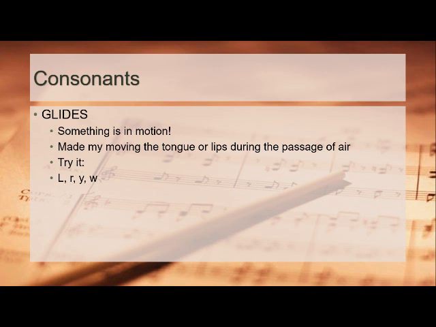The Y sound, ya, ya, ya, is produced by the center of my tongue instead of the front of my tongue gliding past the hard palate. Ya, ya, ya. And the w, w, w sound of the W is produced by my lips gliding past each other. W, w, w.